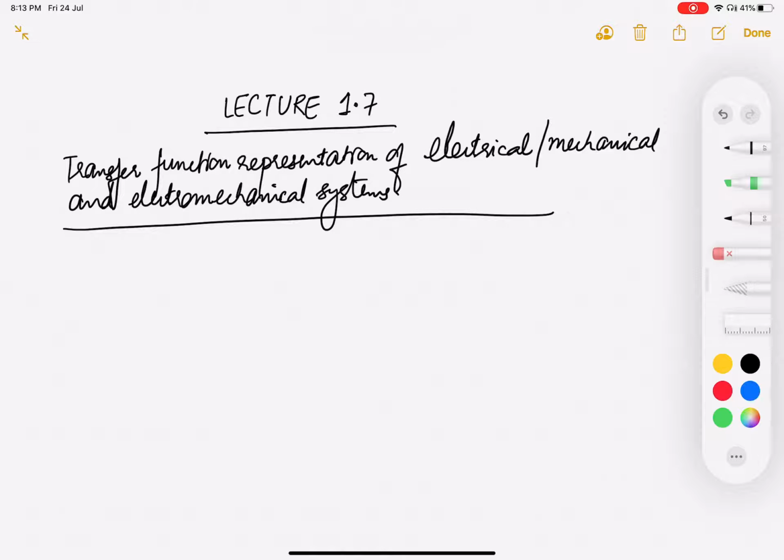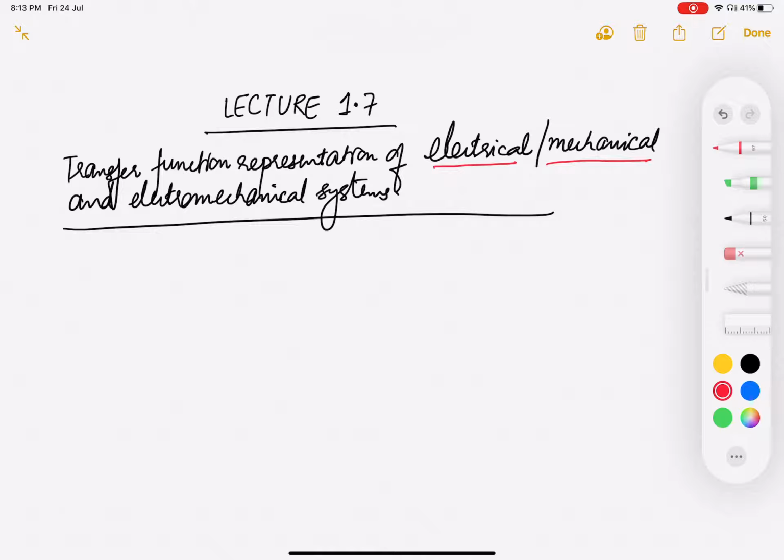Okay, so this is lecture 1.7. For the last 2 or 3 lectures, we have been talking about transfer function representation. We talked about electrical systems, and we introduced mechanical systems on the last term. So we'll be continuing with that.